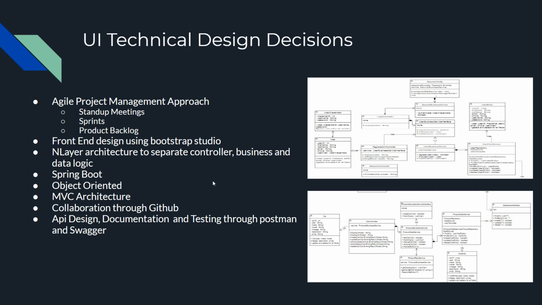We decided to use MVC architecture to separate models, views, and controllers. You're able to pass models between views using our controllers. And we collaborated through GitHub and GitHub Desktop. As I mentioned before, all API design, documentation, and testing was done through Postman, and the design documentation was through Swagger.